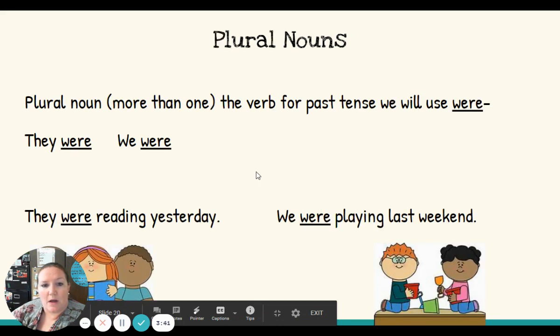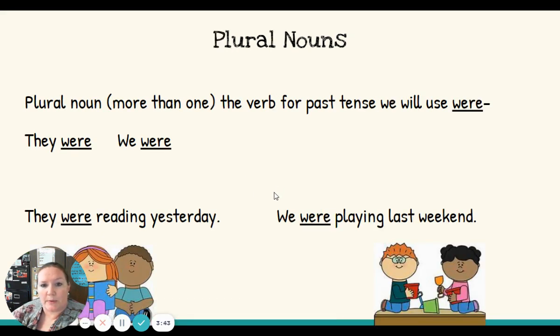We also have our plural nouns. Remember, those mean more than one. Our verb for the past tense, we will use were. They were. That's a group. Or we were. Another group. More than one. They were reading yesterday. Oh, were, because we have a plural noun. Were is our linking verb.